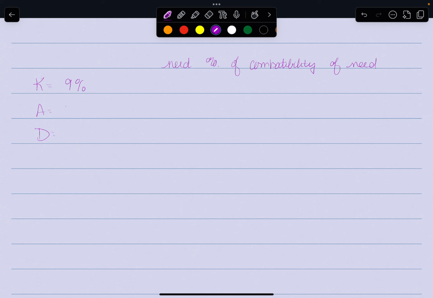We know the incidence of A is, do we have this? Let me go back to our question and make sure I have the right numbers precisely. There we go. 40%, yes, 40%. A is a 40% incidence, and D is an 85% incidence.